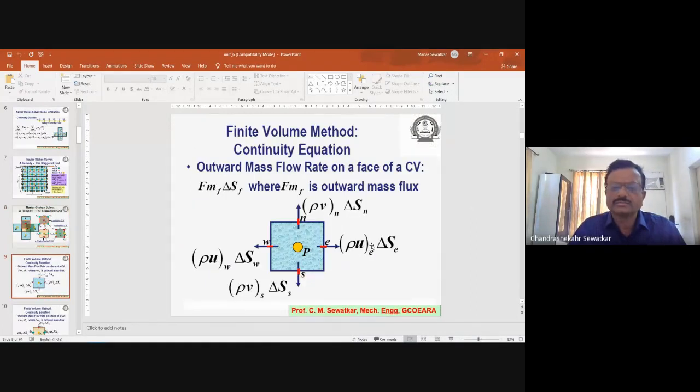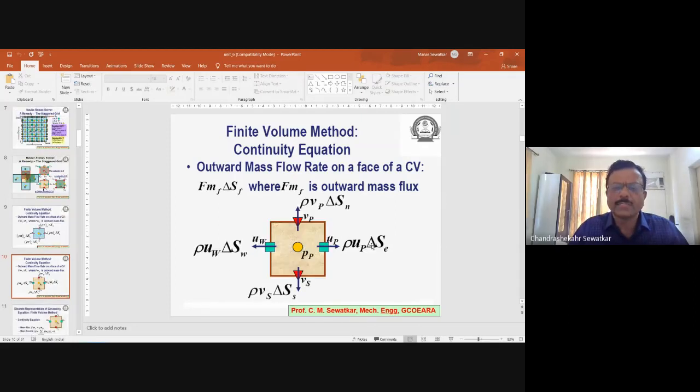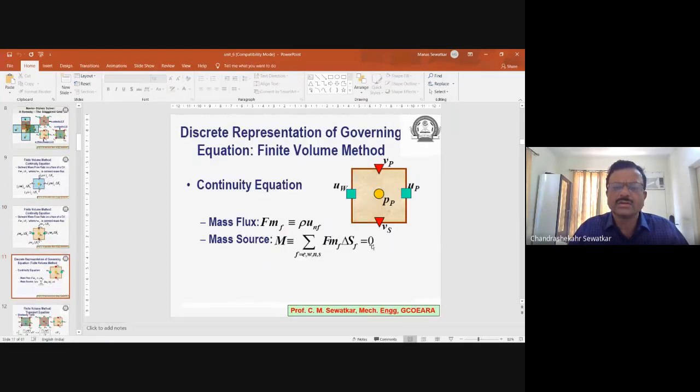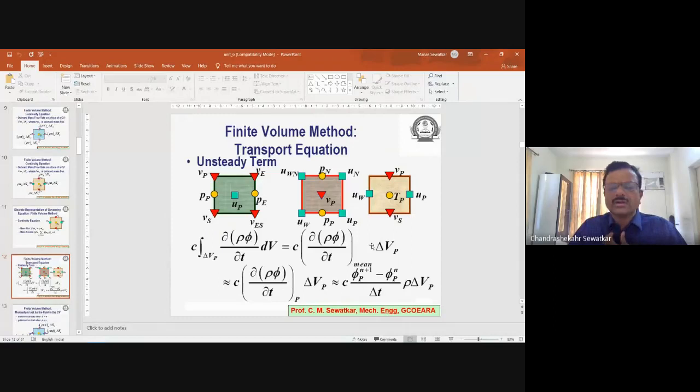We have seen how to discretize. Through physical laws we have tried to understand how to obtain the continuity equation in the discretized form itself. We have not used here the Gauss divergence theorem or any other mathematical tool to bring out the equations. So this is the discretized form of the continuity equation which we looked at in the morning, and then we tried to understand the discretization of the unsteady term.